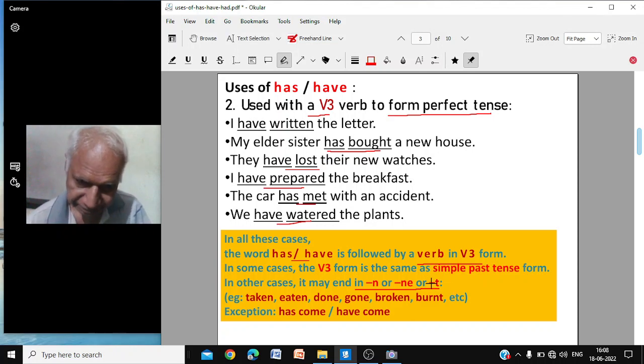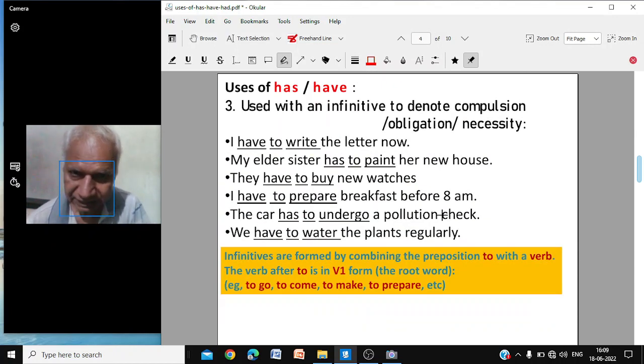But in other cases, either you use the same form as simple past tense, like we have watered, I have prepared, or you can use the N or NE or T form, like written, burned, taken. So has or have can be followed by a V3 verb to form the perfect tense.